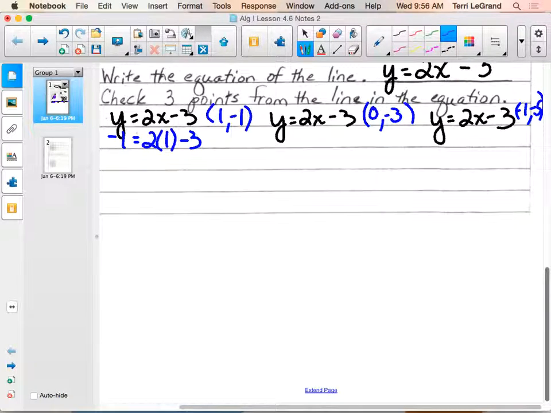So negative 1 goes in for the y because that's our y value. 1 goes in for the x because that's our x value. So we have negative 1 equals 2 take away 3. What is 2 subtract 3? Negative 1. Because we want it to be, or because it really is? Because it really is. 2 take away 3 really is negative 1. That one checks out.